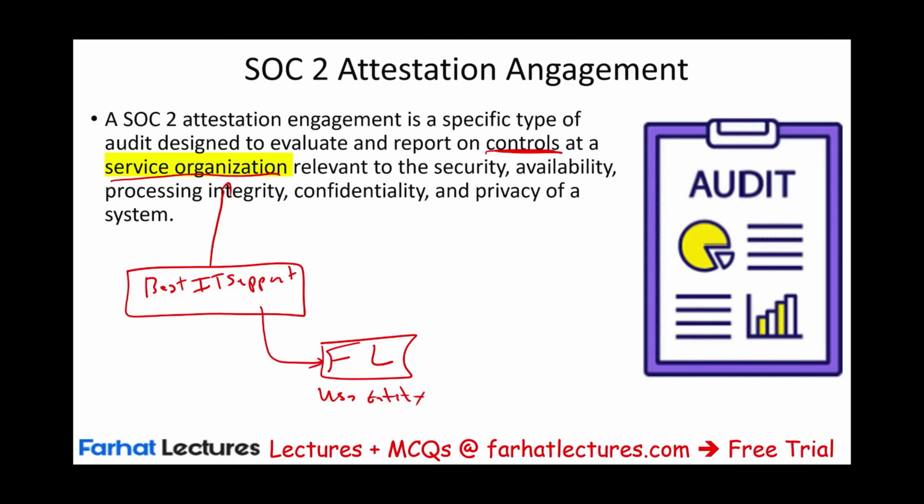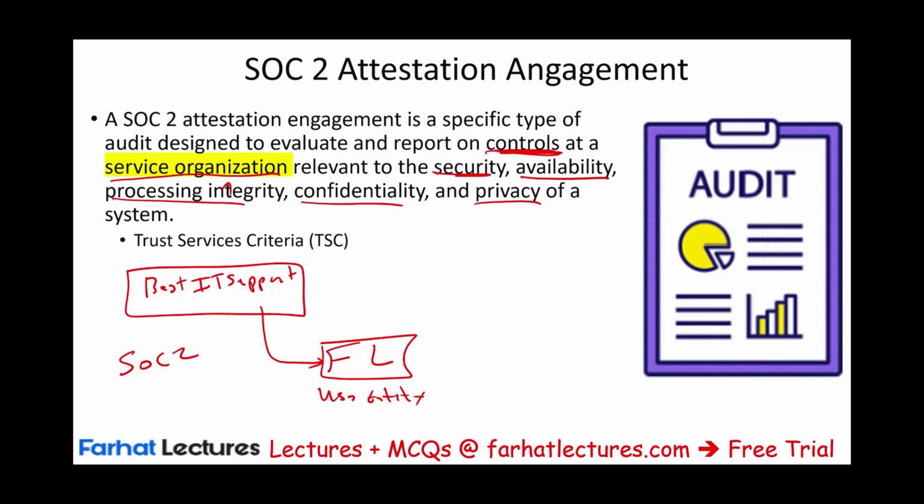Now, before I rely on the service organization, before I trust the service organization, especially if they are helping me with my IT, I want to make sure that their controls are strong, relevant, reliable. So what I would do, I would ask them to conduct a SOC 2 engagement. Well, what happens under a SOC 2 attestation engagement? It is a type of audit designed to evaluate and report on controls in this company relevant to their security, availability, processing integrity, confidentiality, and privacy. Why? Because I am relying on them. And those 5 criteria that we looked at earlier are called the trust services criteria.